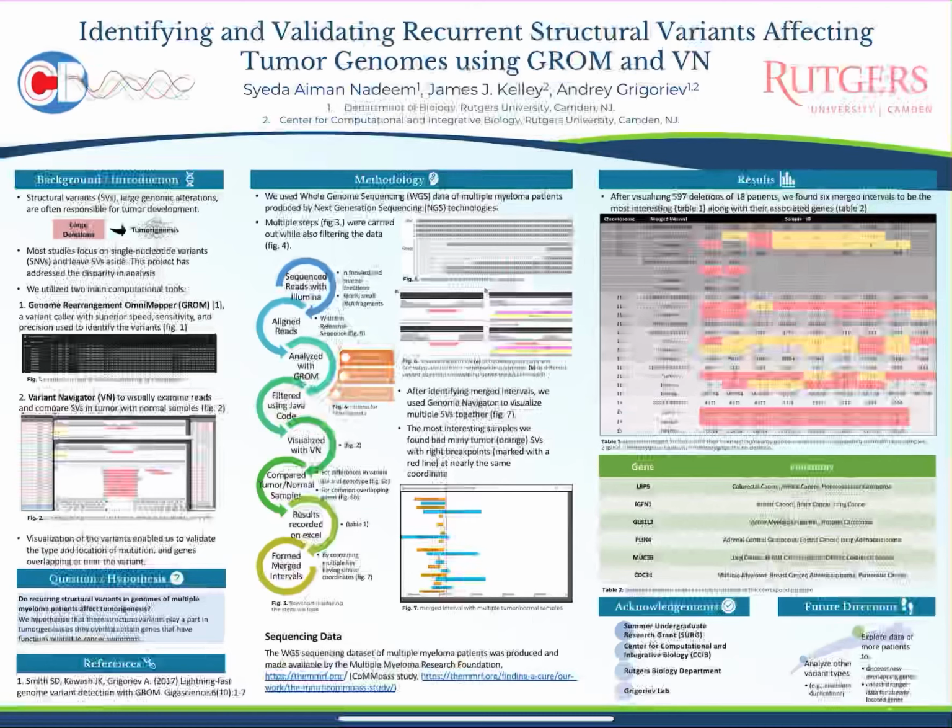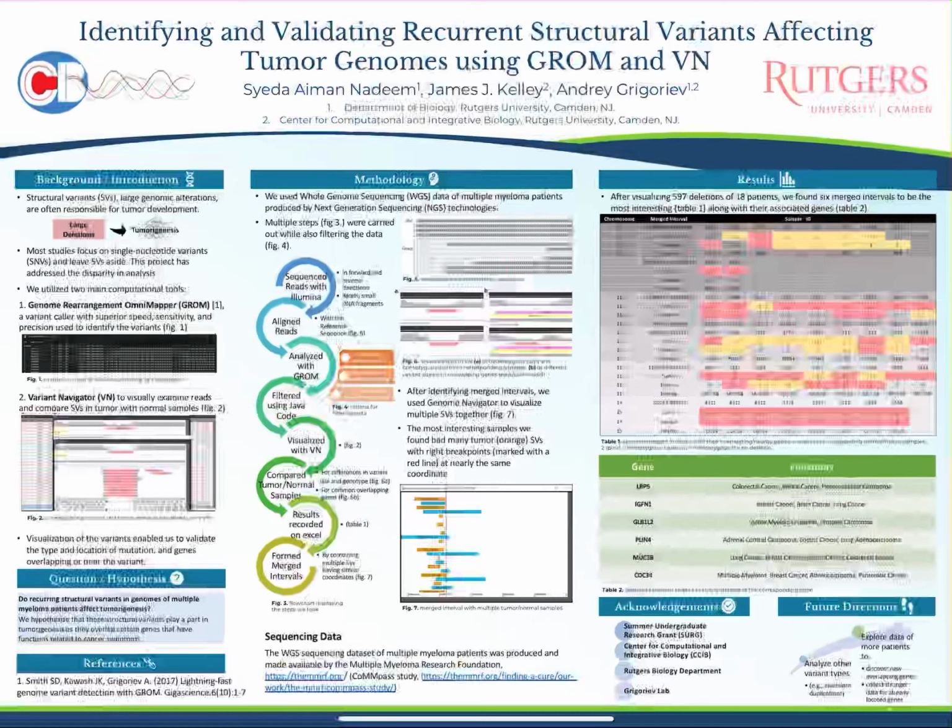So to test our hypothesis, we use whole genome sequencing data of multiple myeloma patients that was produced by next generation sequencing technologies. We carried out multiple steps that include sequencing the reads with Illumina. Reads are basically small DNA fragments, and then aligning them with the reference sequence, as you can see in figure 5. Next, we analyze with GROM and filter them using Java code, and then visualize them using the Variant Navigator.